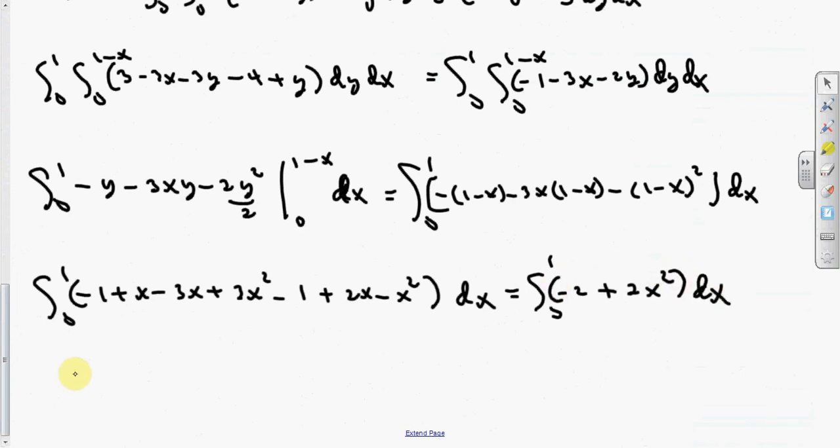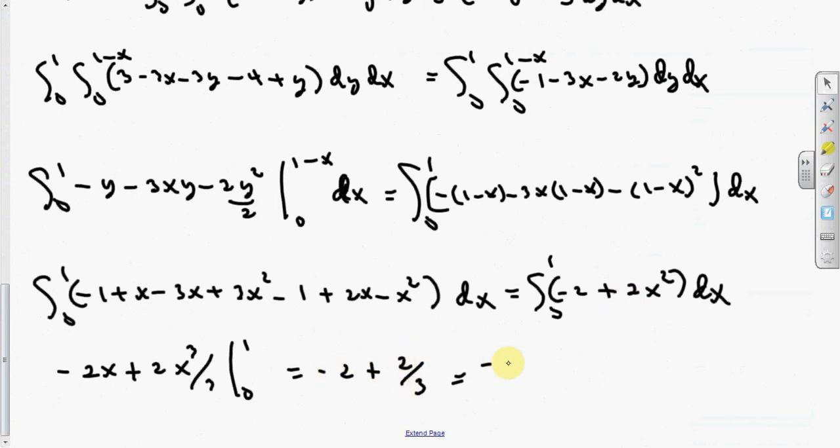dx. Integrate: negative 2x plus 2x cubed over 3. Evaluate x from 0 to 1. You get negative 2 plus 2/3. This was a plus sign. Flip Wilson said the devil made me do it. I don't know why this is a negative sign there, but this was a plus sign right there. Right? It's supposed to stay a plus sign. So this is negative 6 plus 2, which is negative 4, all over 3.